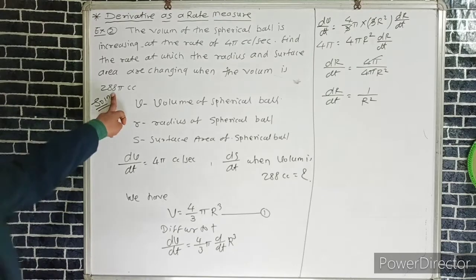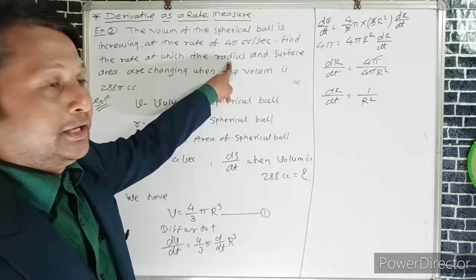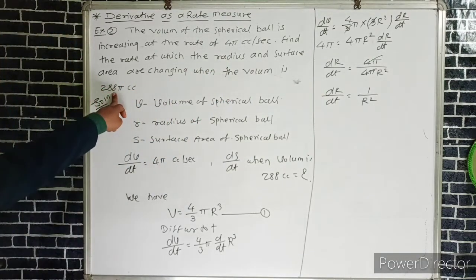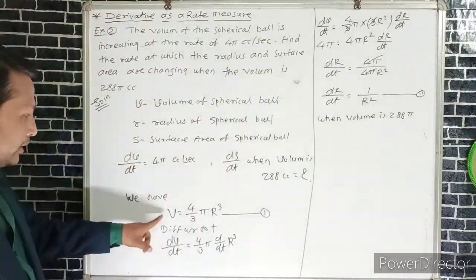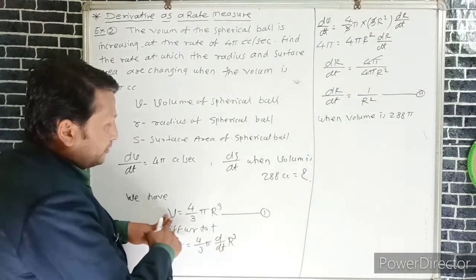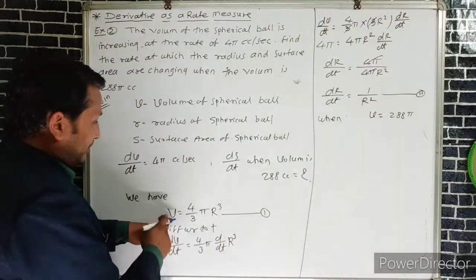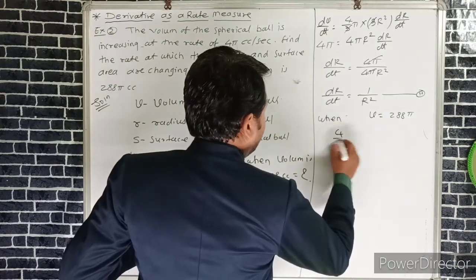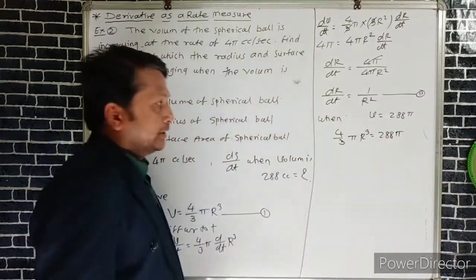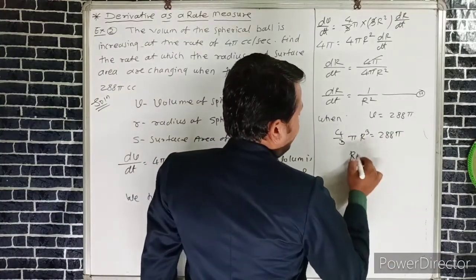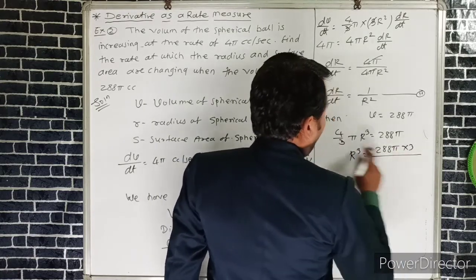So here first we have to find the rate of change of radius with respect to time t, which means dr upon dt when volume is 288 pi. From equation 1, when V is equal to 288 pi, we can write 4 by 3 pi r cube is equal to 288 pi. If we shift the whole terms to the right side, we can write r cube is equal to 288 pi into 3 upon 4 pi.